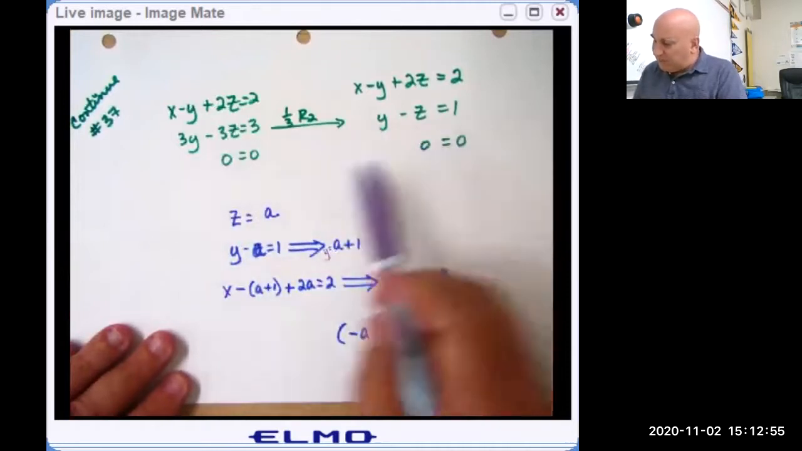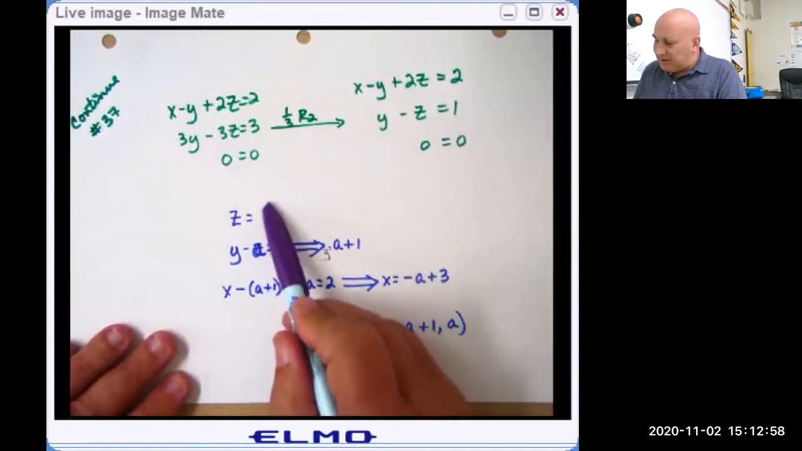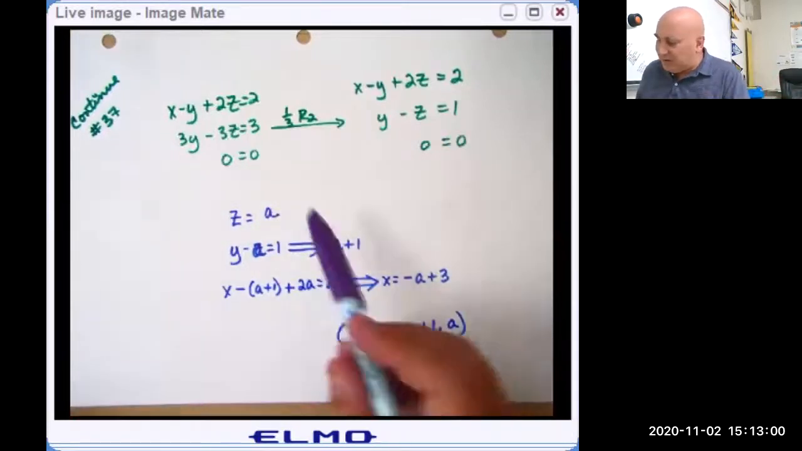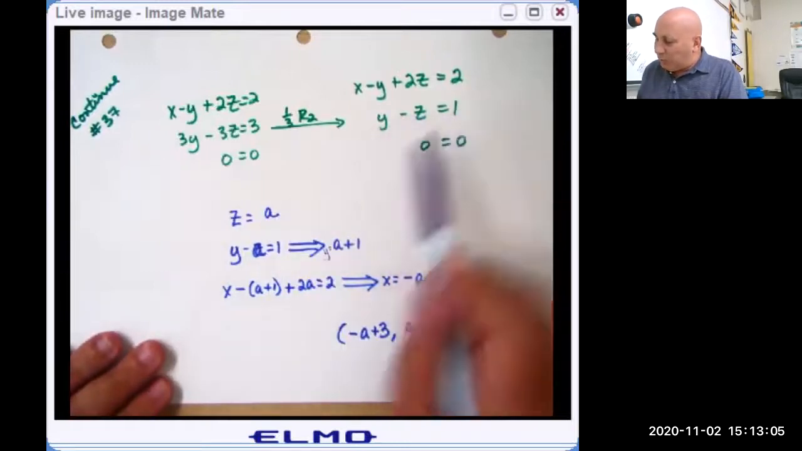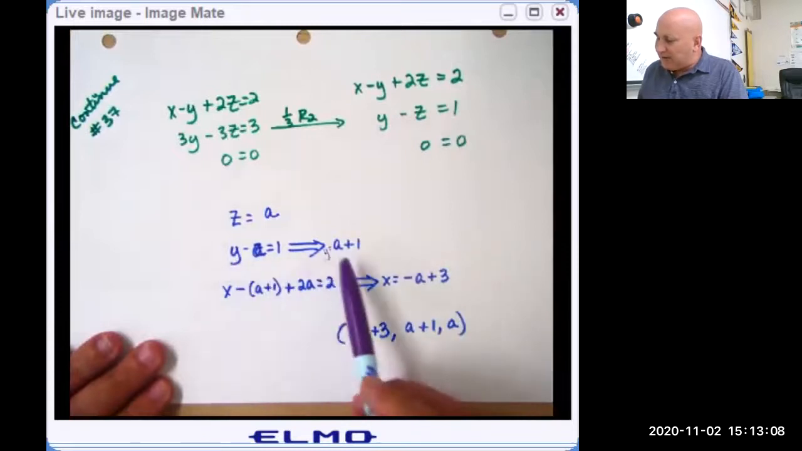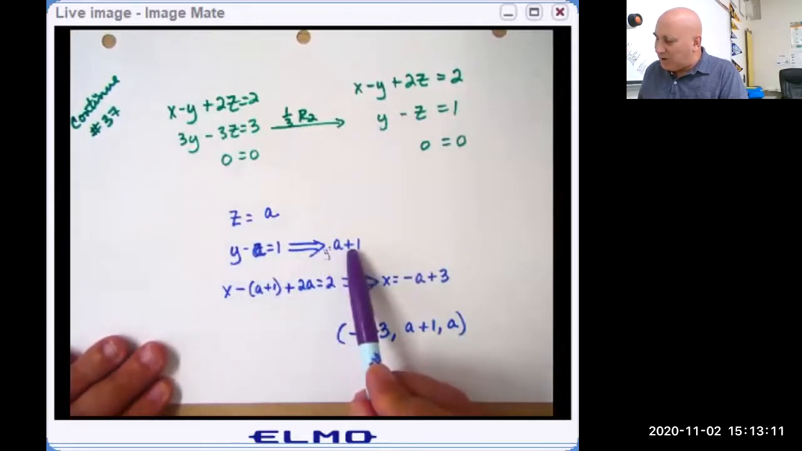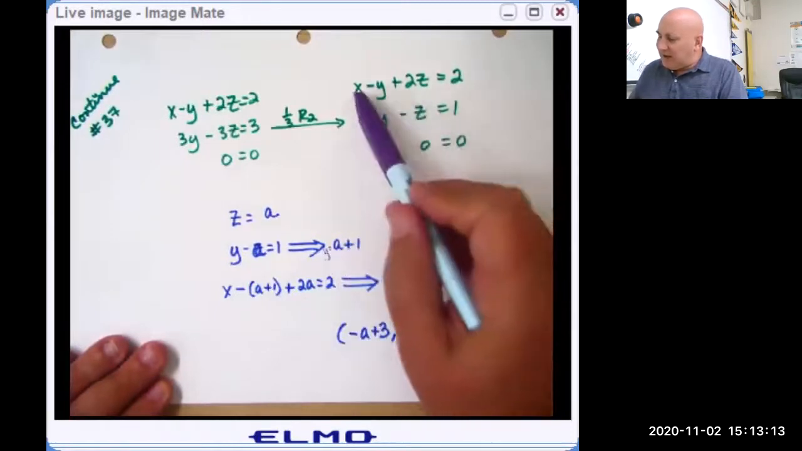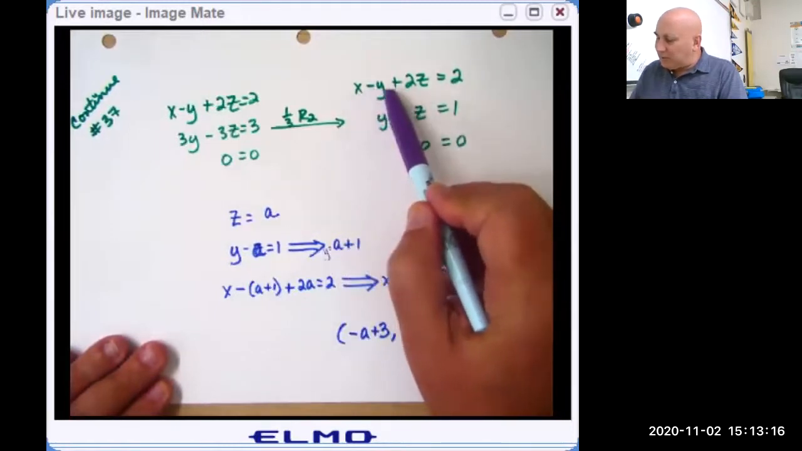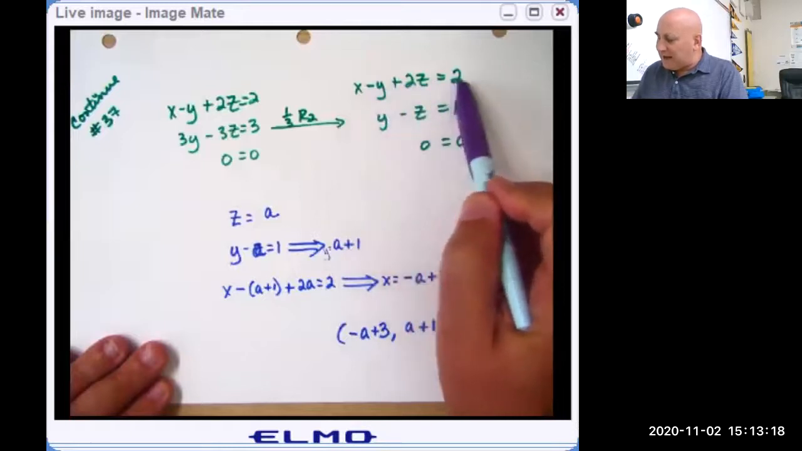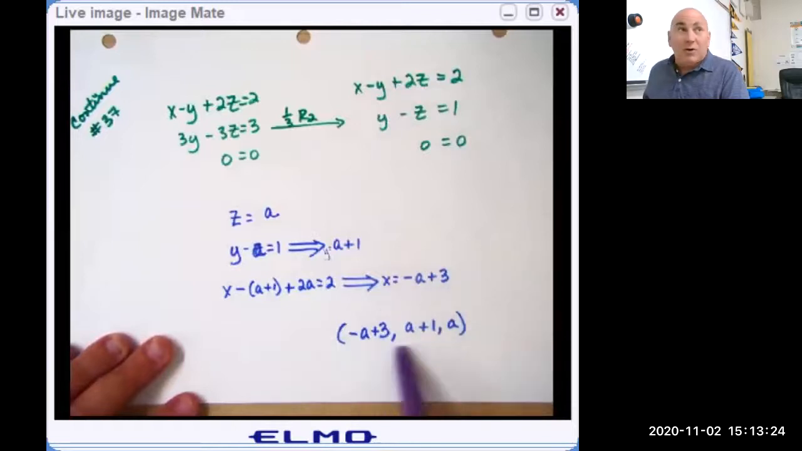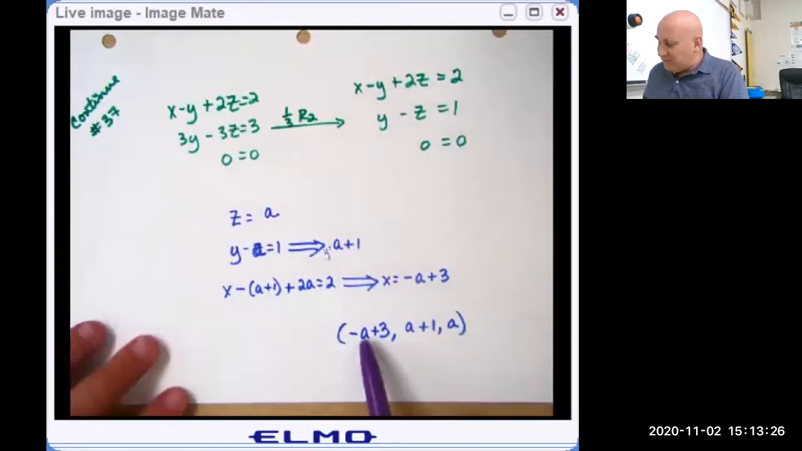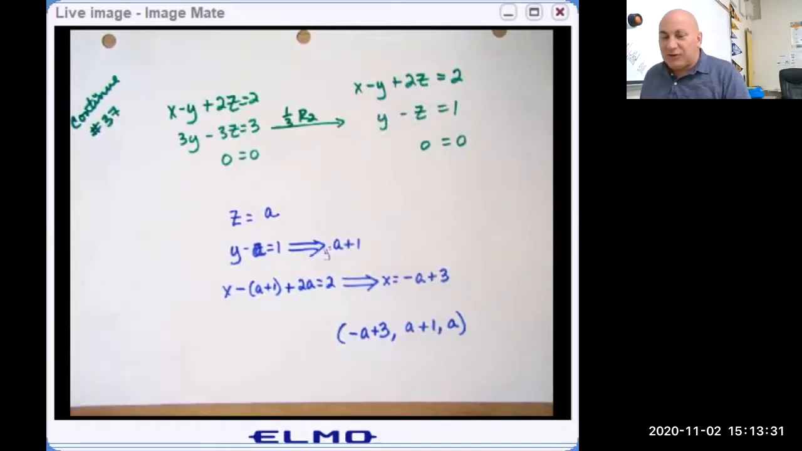Alrighty, so let's start with z. I'm going to let z equal some constant a. You let z be anything. So y minus a equals 1. So I'm going to add a to both sides. y equals a plus 1. And then x minus (a plus 1) plus 2a equals 2. You can solve that and you get x equals negative a plus 3. So you pick a value of a, and here's a solution to that original system of equations.